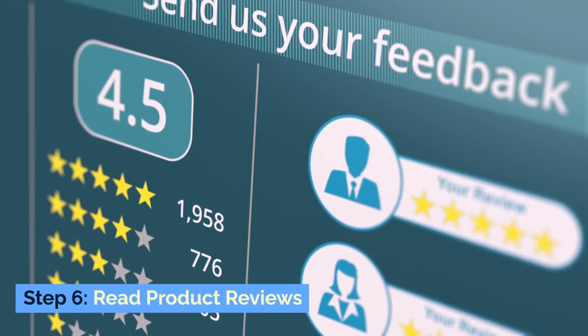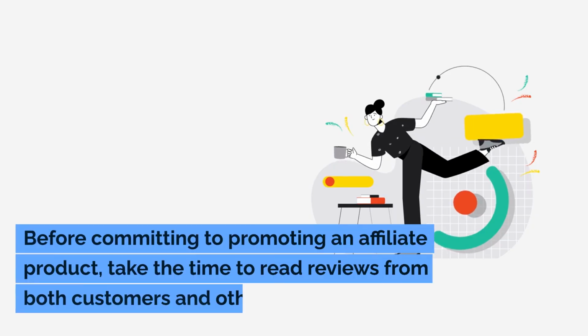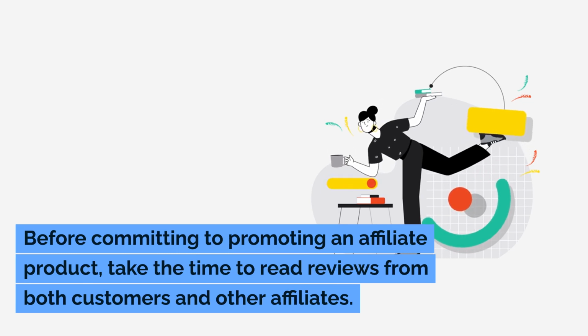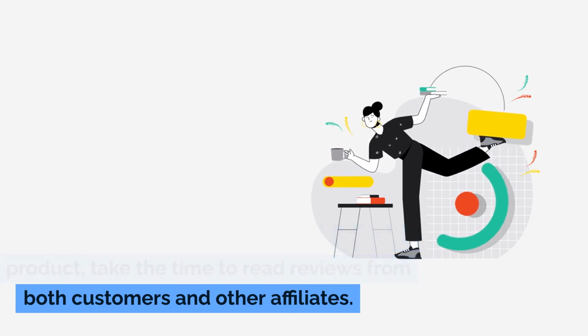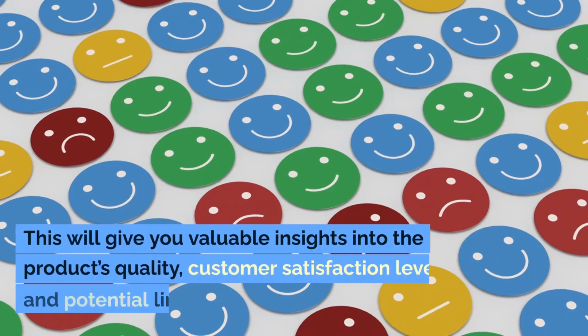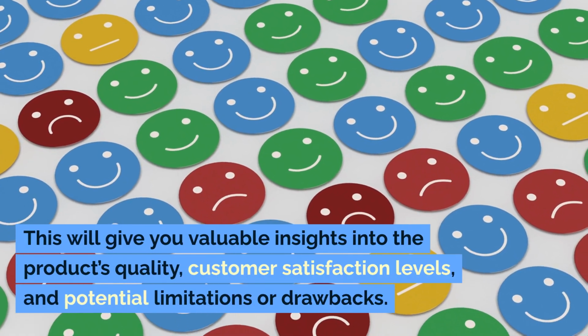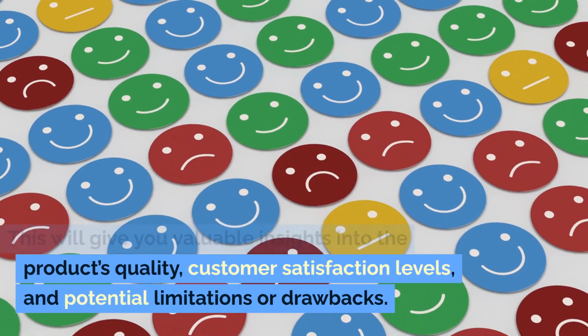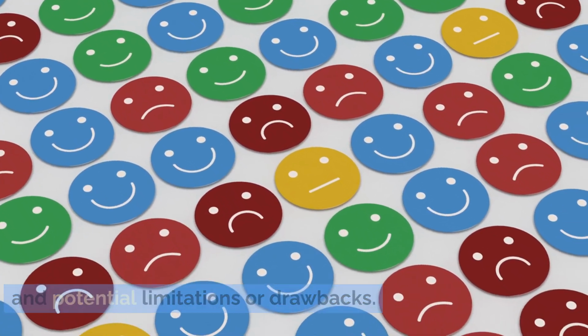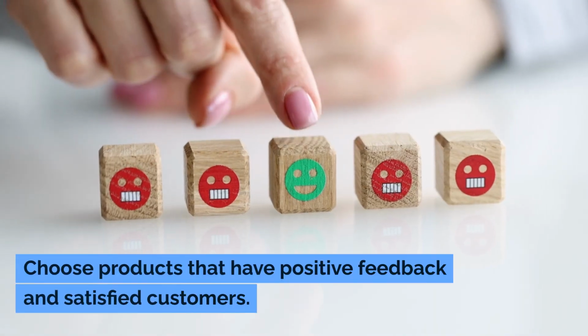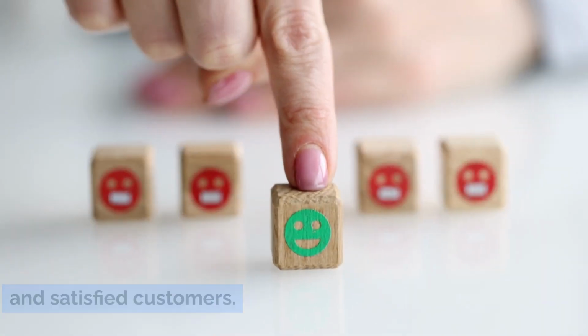Step 6. Read product reviews. Before committing to promoting an affiliate product, take the time to read reviews from both customers and other affiliates. This will give you valuable insights into the product's quality, customer satisfaction levels, and potential limitations or drawbacks. Choose products that have positive feedback and satisfied customers.